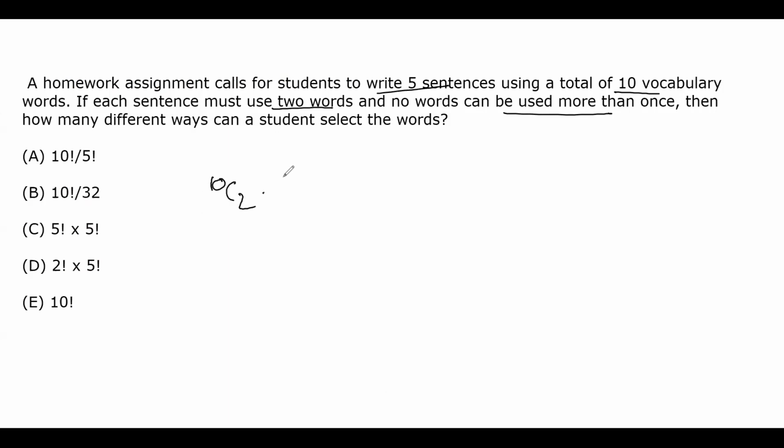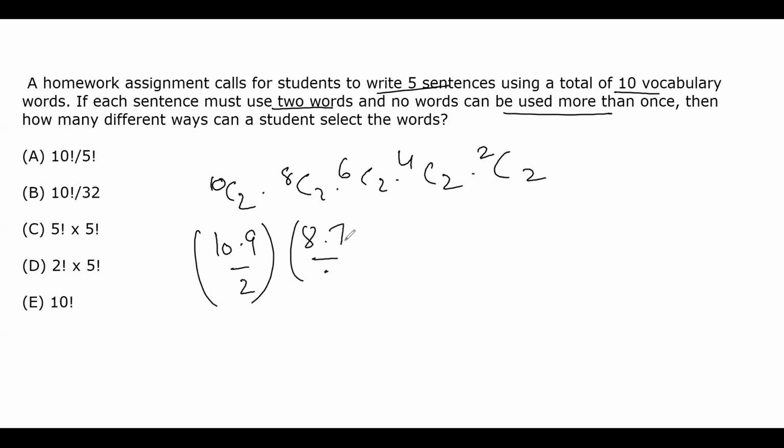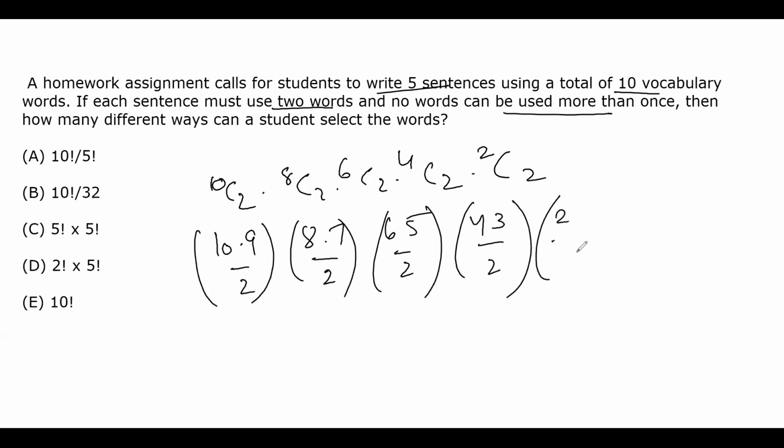So it's 10C2, 8C2, 6C2, 4C2, and then 2C2. So you can choose any 2 words, then any 2 words, then any 2 words, and then any 2 words. So now the answer options are pretty different in that term. So how many different ways? Okay, select the words. So 10, 9 by 2, 8, 7 by 2, 6, 5 by 2, 4, 3 by 2, 2, 1 by 2.